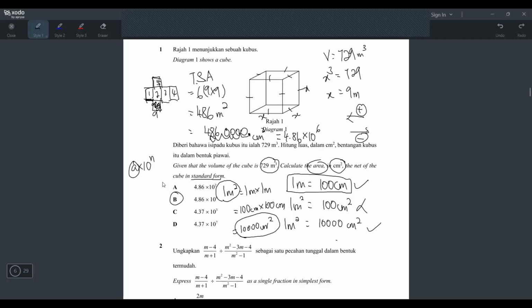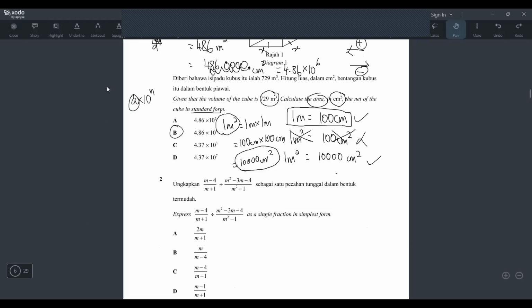Okay, I hope none of you go and circle A, because most students will think it's A because they thought, oh, I have to divide 100, right? Because I told you already, right? From meter square to cm square, 1 meter square is actually 10,000. So this one is wrong, right? So you just remember that, right?